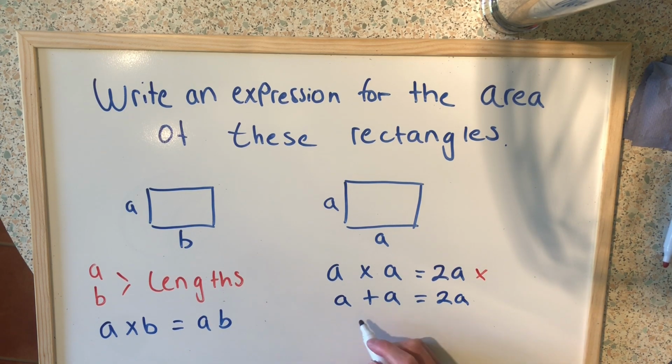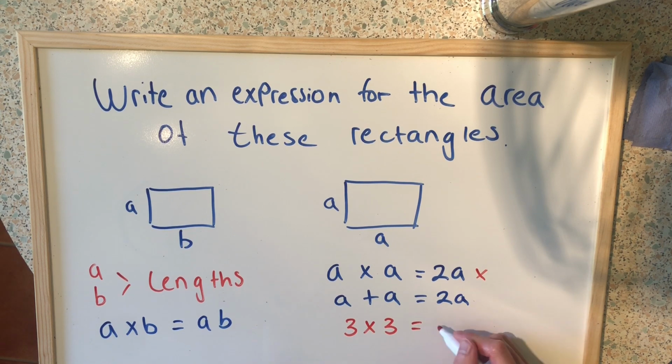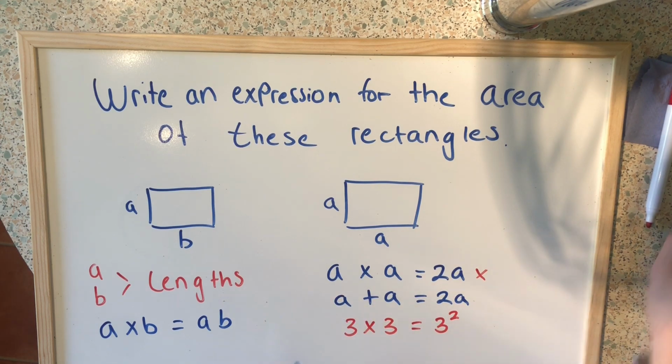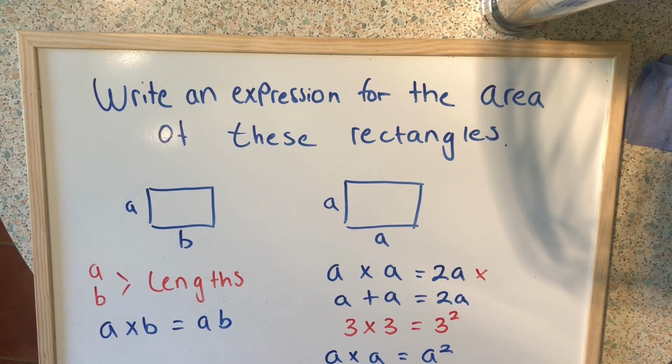So if we had, say, for example, 3 times 3, that is 9, as you know, but we can also write that as 3 squared. We times the number by itself. So similarly for A times A, we've just got A squared.